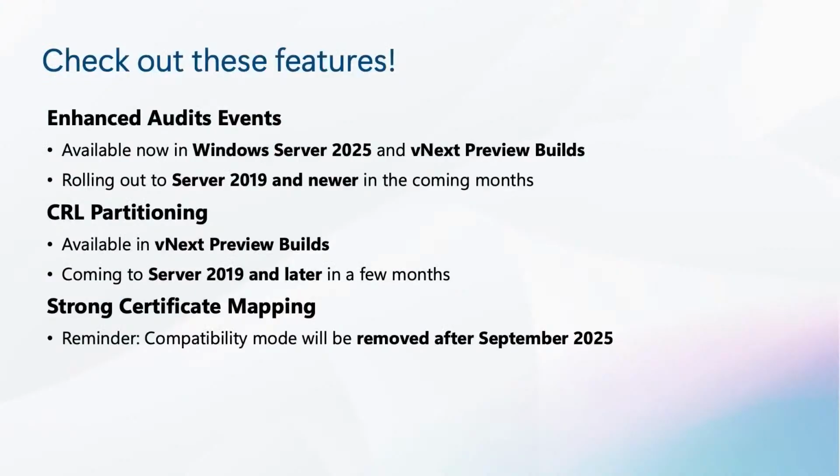Your enhanced audit events are already available in Windows Server 2025 and any vNext preview builds. We are also slowly rolling out the changes to Server 2019 and later in the coming few months. Your CRL partitioning feature is currently available in vNext preview builds, and you will soon be seeing it for all the other OSs, from Windows Server 2019 to 2022 and 2025, in the coming few months. So please keep an eye out for these changes as they come in.